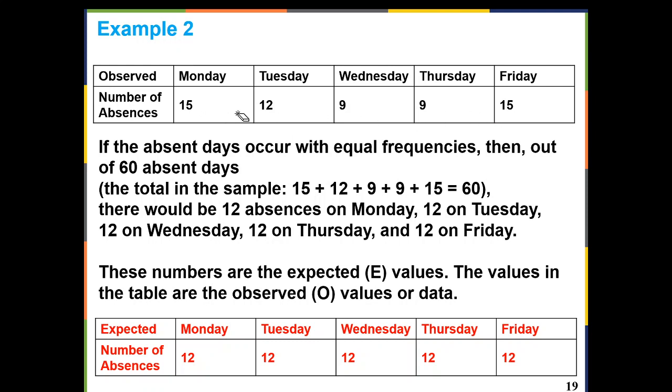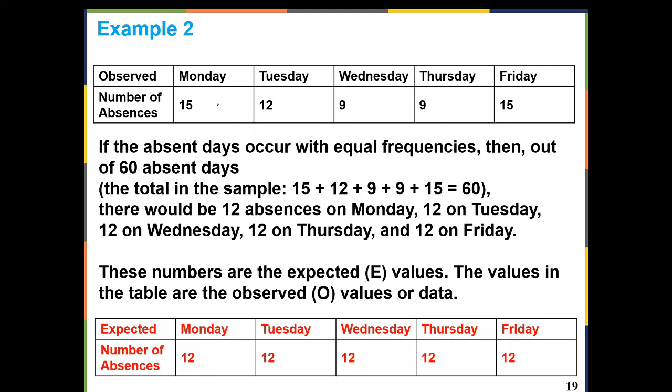If we assume that the days happen randomly, spread out, then 60 absences should be equally spread out over 5 days. What's 60 divided by 5? 12. So that means based on the null hypothesis, we expect to get 12 absences in each day on average, right? But we didn't. This is 15. This is not good. This is not good.